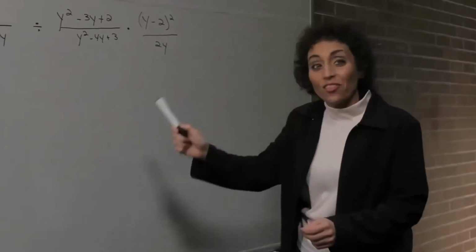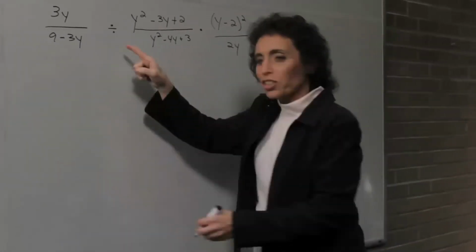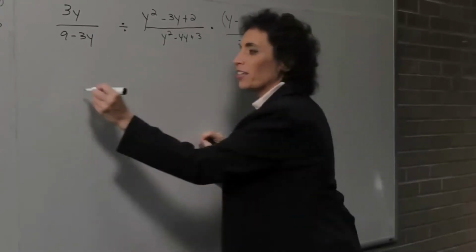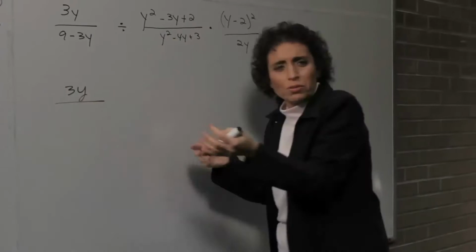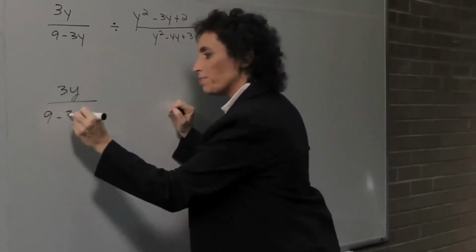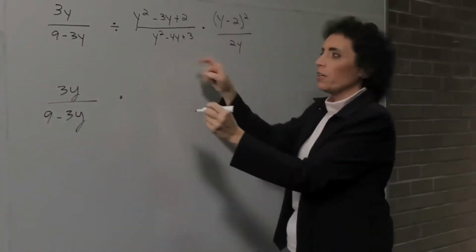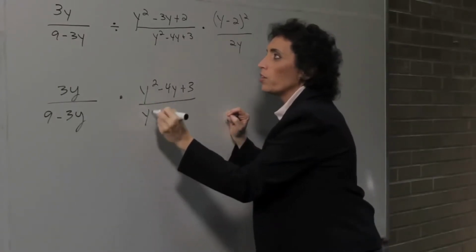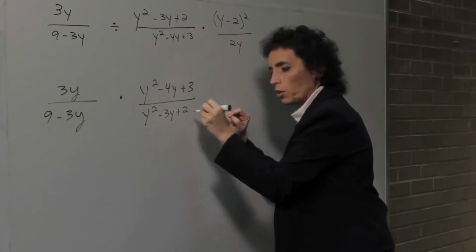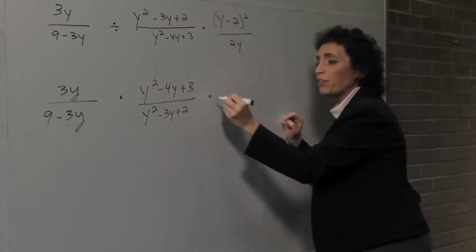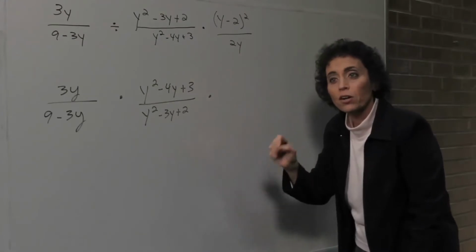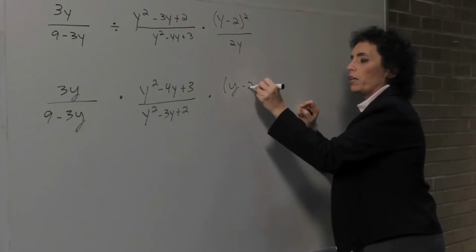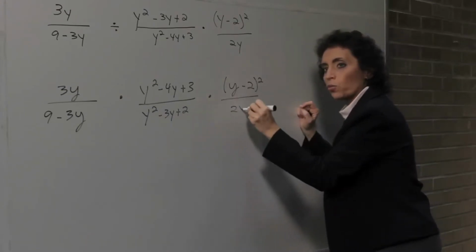Okay, let's see what you did on this problem. First I'm going to start by flipping this to multiply by the reciprocal of the divisor. Funny, it almost seems like I've seen this problem before. Times, flip, y squared minus 4y plus 3 over y squared minus 3y plus 2. Now I'm going to keep this. Do not flip here, because we're multiplying, not dividing. So we're just going to keep y minus 2 quantity squared over 2y.